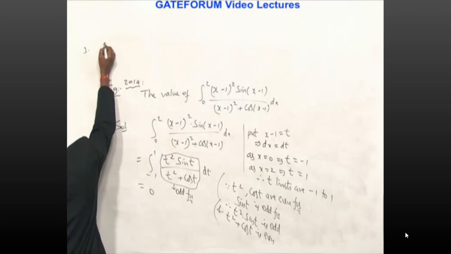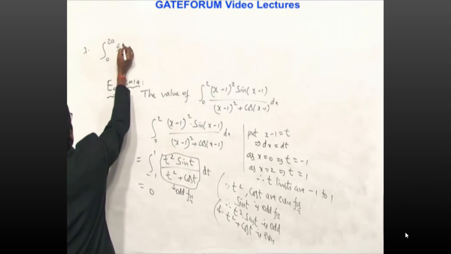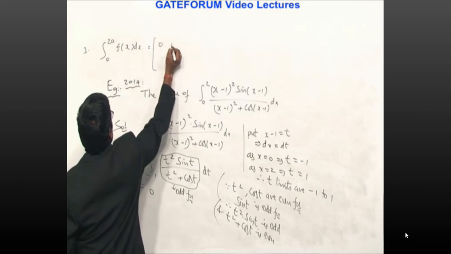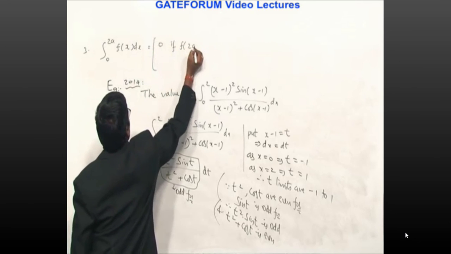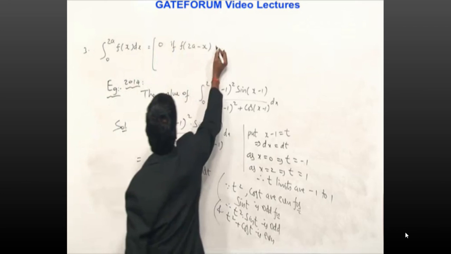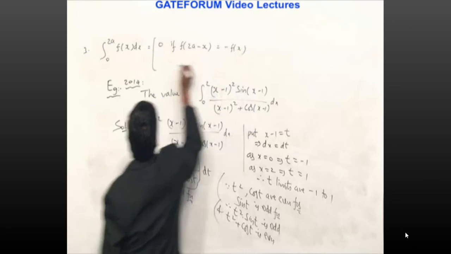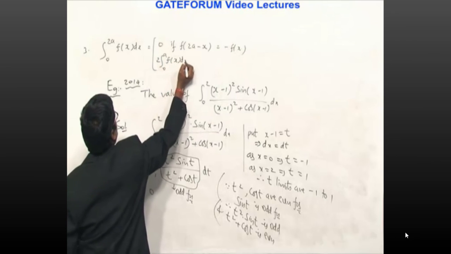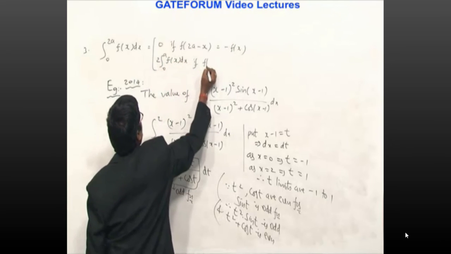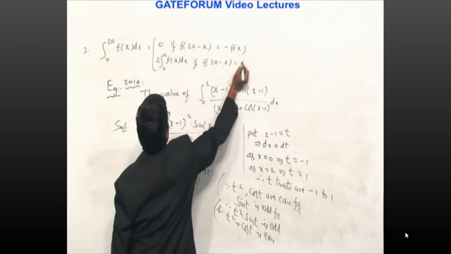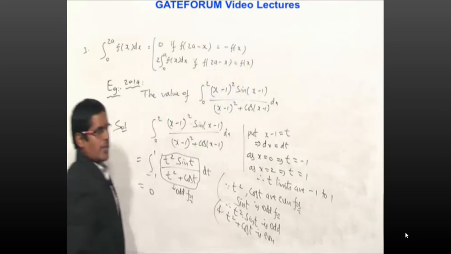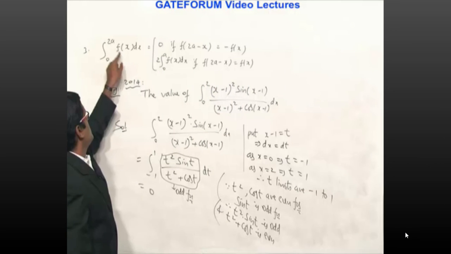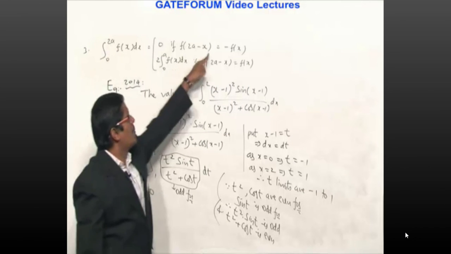Property 3: the integral from 0 to 2a of f of x dx is equal to two cases again. It is 0 if f of 2a minus x equals minus f of x, and 2 times the integral from 0 to a of f of x dx if f of 2a minus x equals plus f of x. So again, just like in the previous property, there are two answers, but the procedure has a small change. X is replaced by 2a minus x.